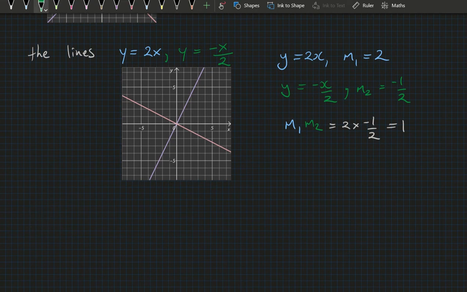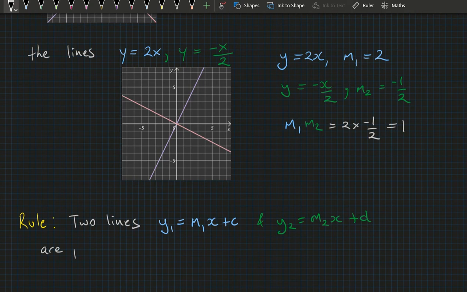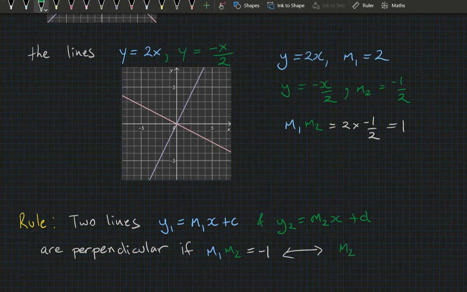However, you can take it as a rule that two lines y1 equal to m1x plus c and y2 equal to m2x plus d are perpendicular if m1 times m2 is equal to minus 1, and that's equivalent to saying that m2 is equal to 1 divided by m1. So let's check out what's going on with perpendicular and parallel lines in GeoGebra.